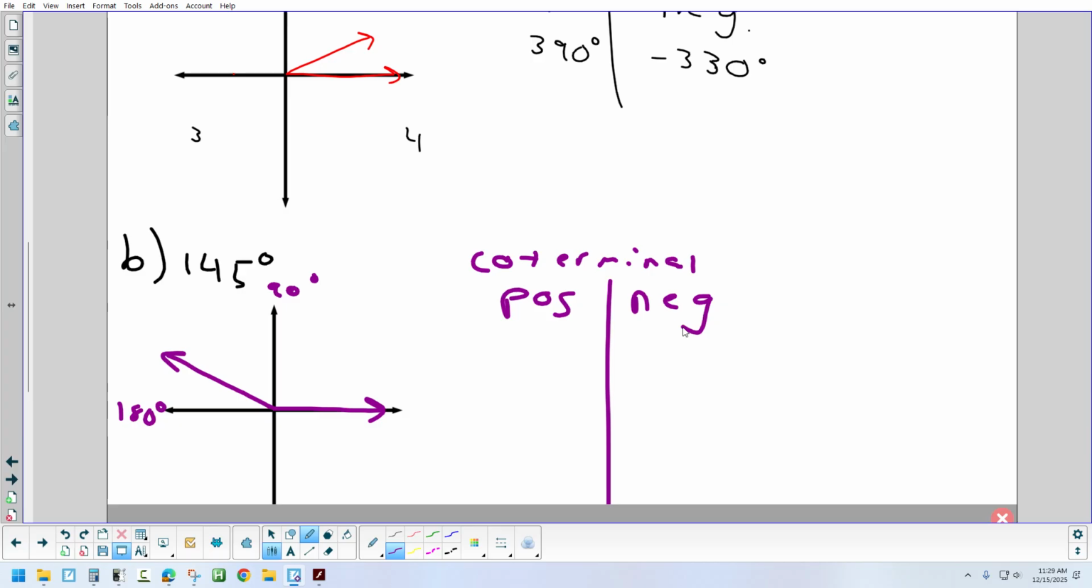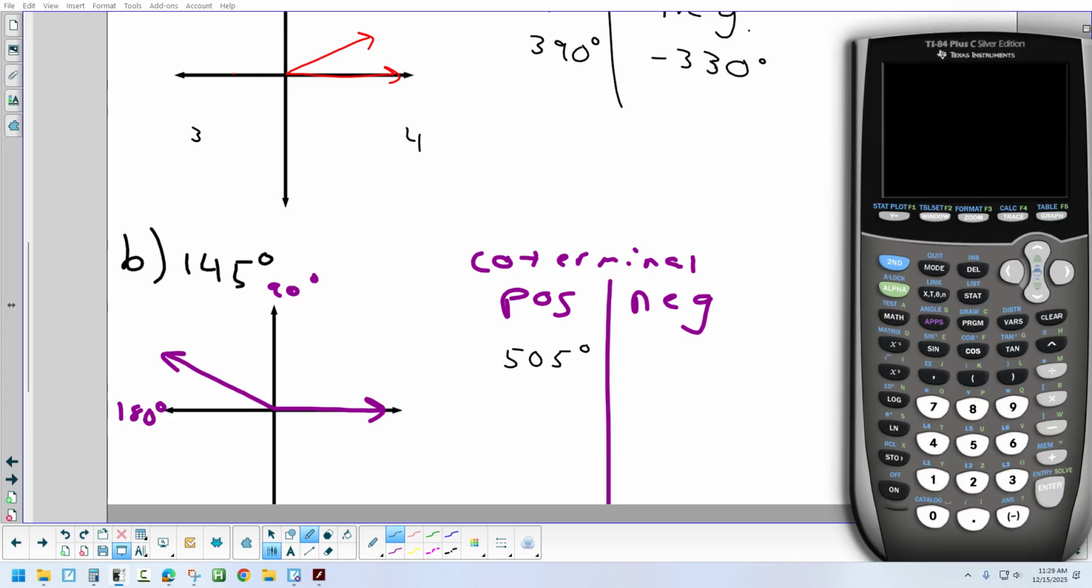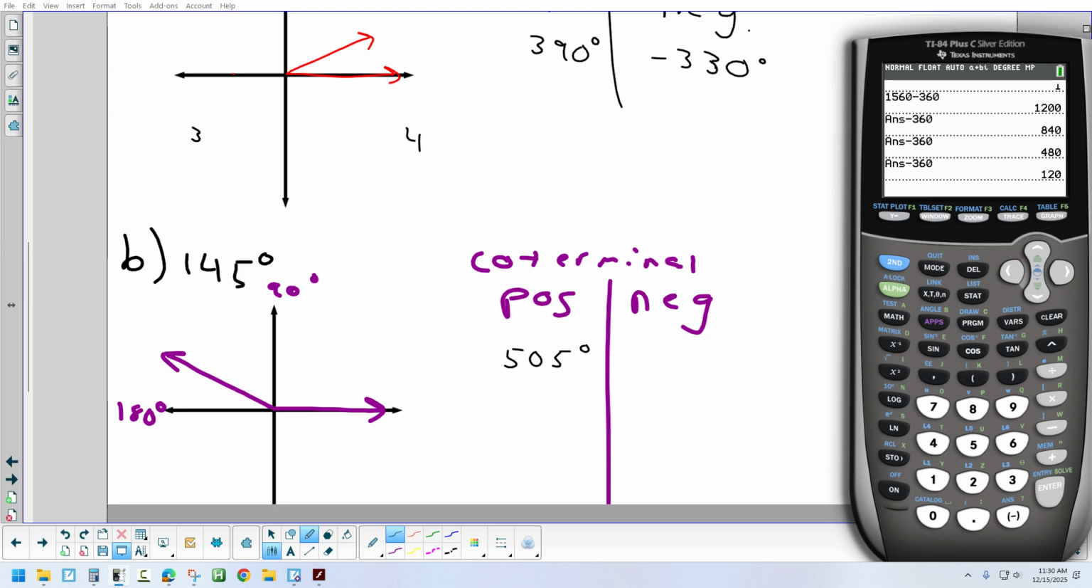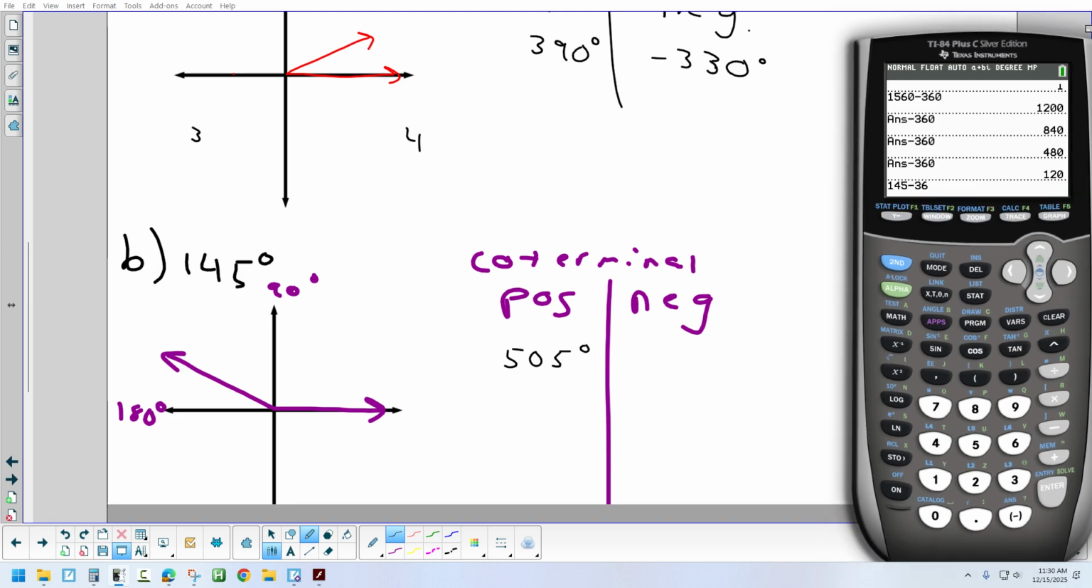What's an angle that would be coterminal with 145 and positive? Yep, if we just add 360 to that, we get 505. And an angle that's coterminal and negative, we would just subtract 360. Yep. Negative 250. Just to make sure people know how to do it, just minus 360, just like that. Negative 250.